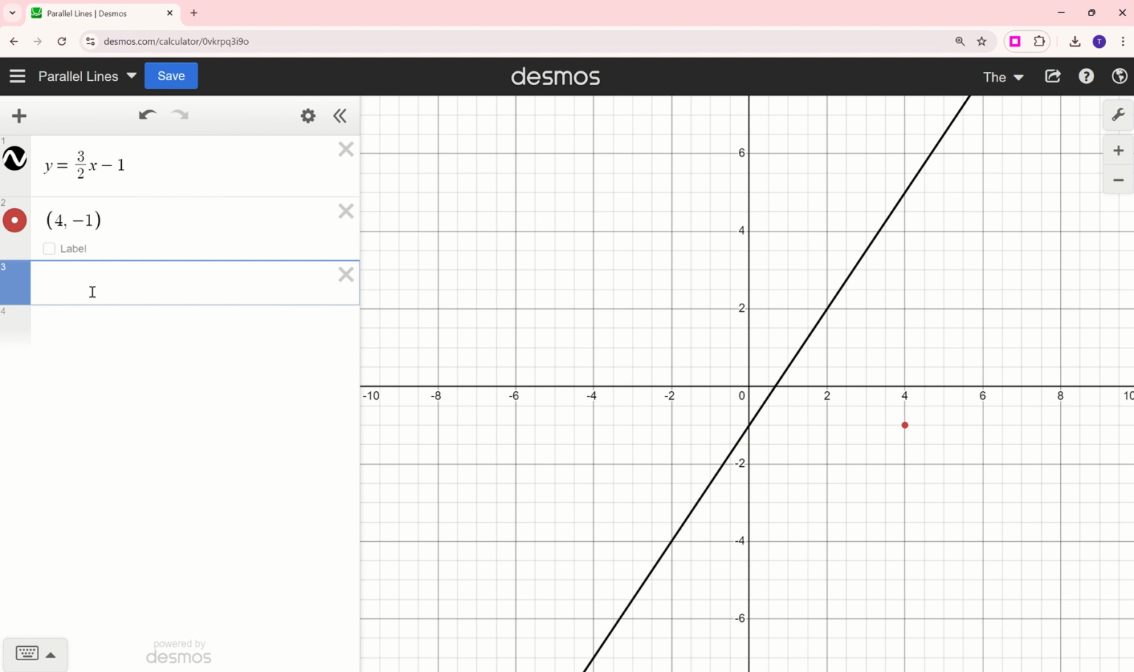Parallel lines have the same slope. The slope of our original equation is 3/2. So the slope of the new line will also be 3/2. We use m to indicate the slope in a linear function.